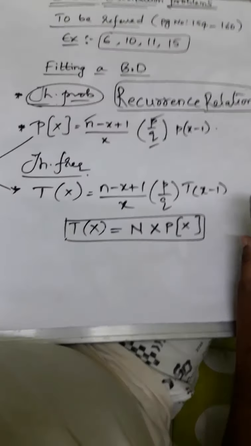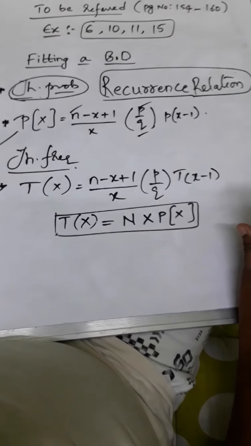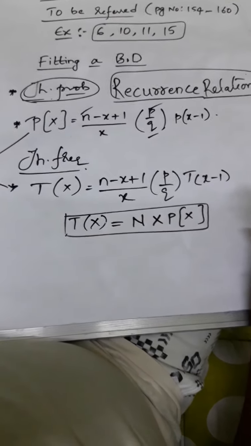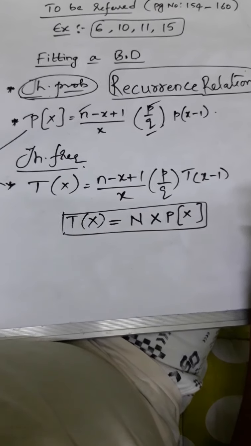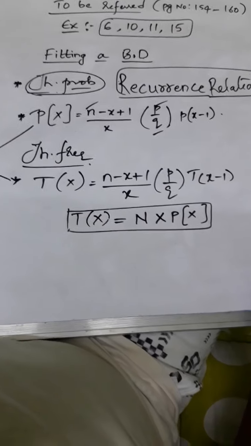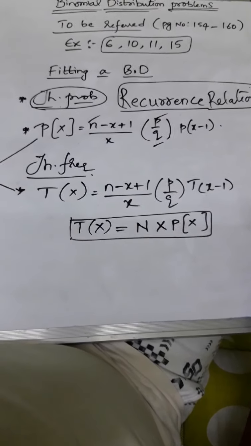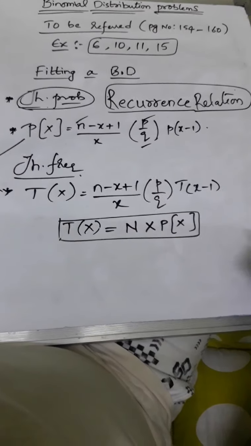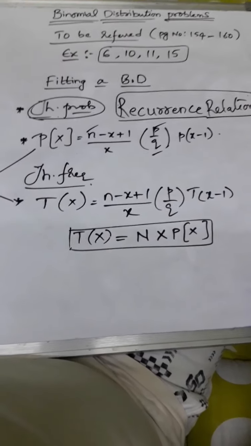Shall we start? Just have a look once again at the formula. P of x equals n minus x plus 1 by x, p by q, P of x minus 1. Theoretical frequency is T of x equals n minus x plus 1 by x, p by q, T of x minus 1, where T of x is N into P of x. So just like a recurrence. If you see one problem, you will understand everything clearly.